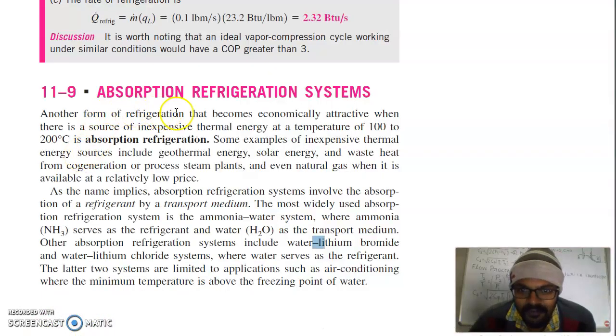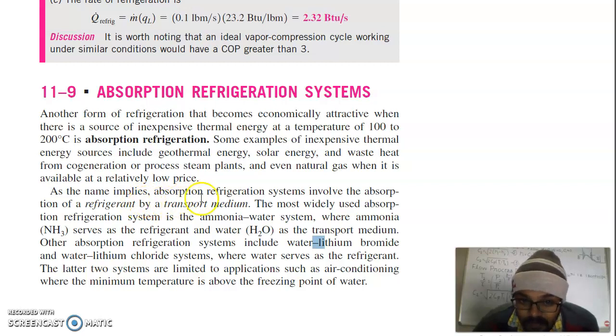So absorption refrigeration systems are another form of refrigeration that becomes economically attractive when there is a source of inexpensive thermal energy at a temperature of 100 to 200 degrees Celsius. Some examples of inexpensive thermal energy sources include geothermal energy, solar energy, and waste heat from cogeneration or process steam plants, and even natural gas when it is available at relatively low price.